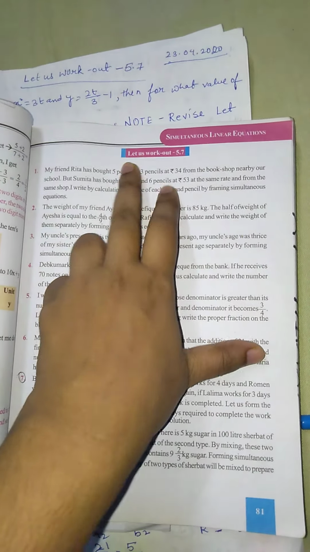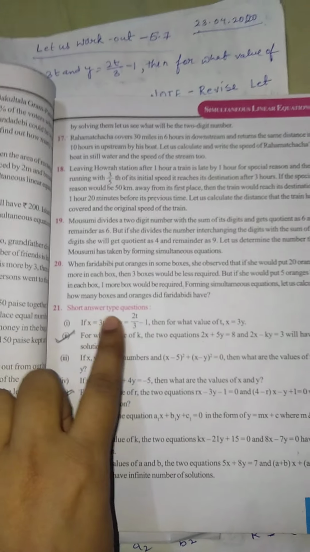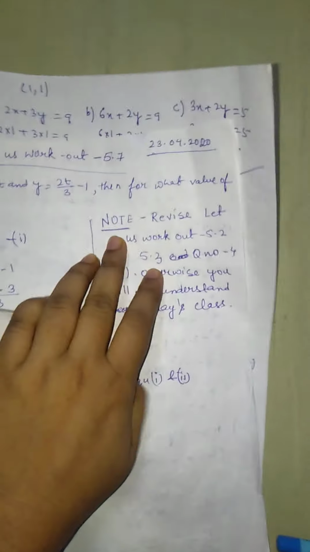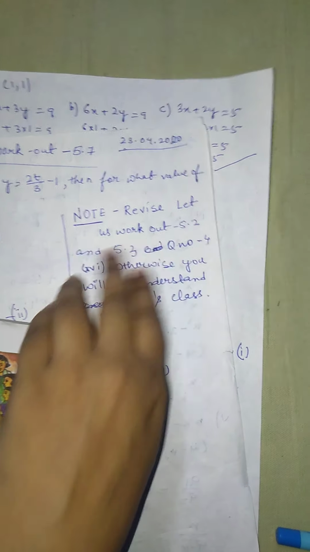So class 9, today I am going to start let us work out 5.7. Today I will do only short answer type question and MCQ, but for doing short answer type question and MCQ you must know something. What you must know, I have written already in the note, revise. Let us work out 5.2 and 5.3.